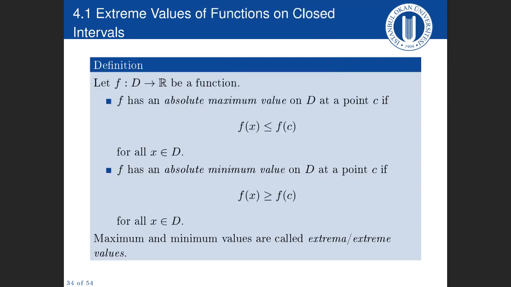Definition. Let's suppose f is a function with domain capital D. Function f has an absolute maximum value on its domain D at a point c if f of x is always less than or equal to f of c for all x in the domain D. And we have the same idea for minimum. The only difference is that for minimum, we changed the inequality around. f has an absolute minimum value on D at a point c if f of x is greater than or equal to f of c for all x in the domain D. Maximum and minimum values are called extrema or extreme values.